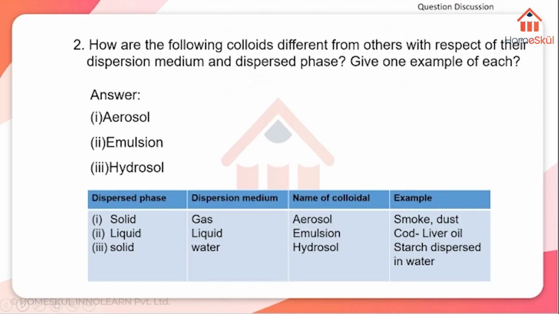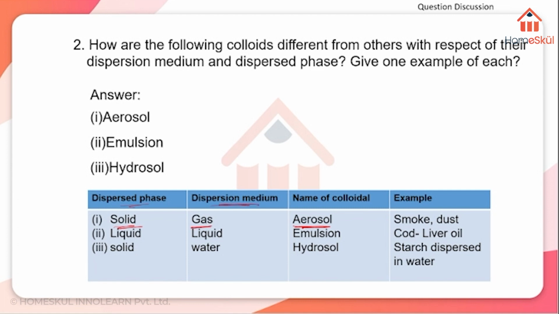How are the following colloids different from others with respect to their dispersion medium and dispersed phase? Give one example of each. So we are familiar with these terms, right? Dispersion medium and dispersed phase in our concept of colloids. Here they have given the question regarding aerosol. Let us take some examples. In the case of aerosol, let us write the dispersed phase. Here, in the case of aerosol, the dispersed phase is solid, where this solid is mixed with the dispersion medium, that is gas. And we can take an example.